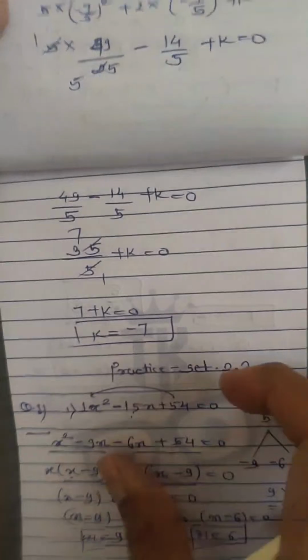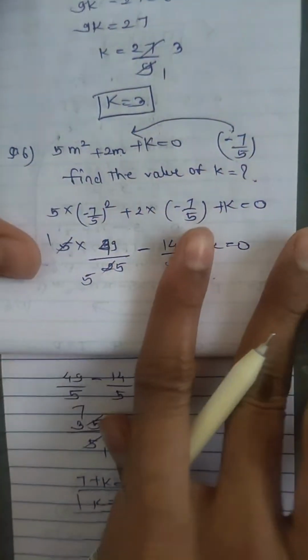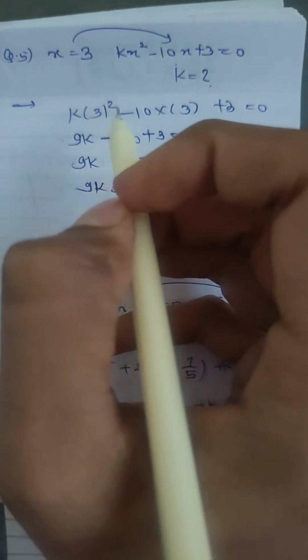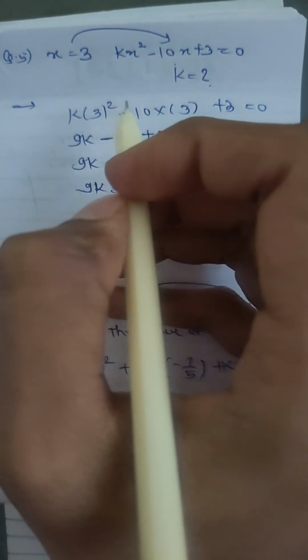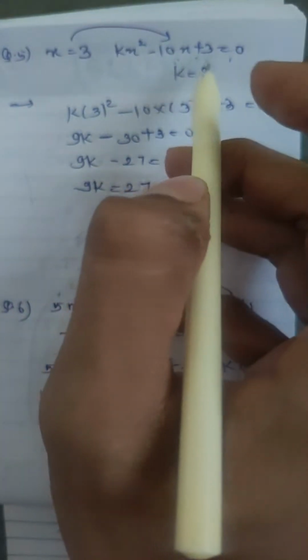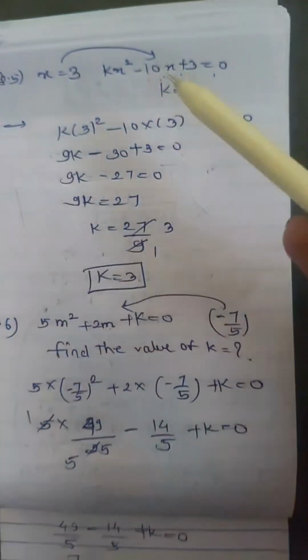Next we are moving towards question number 5, which is given. Find k if x is equal to 3 is the root of the equation kx square minus 10x plus 3 equals 0, and we have to find the value of k from this.